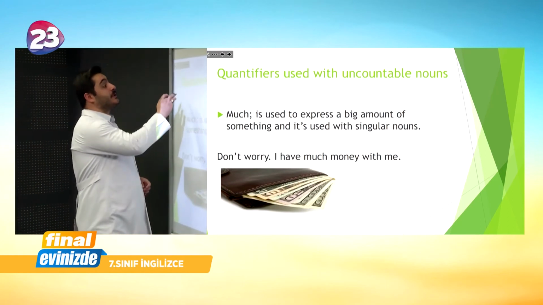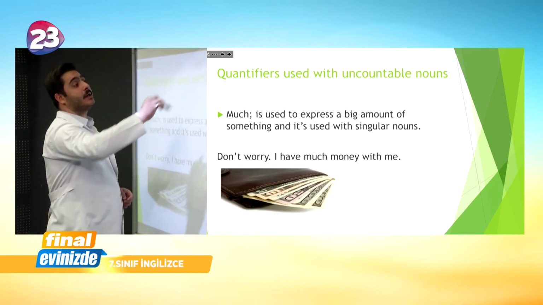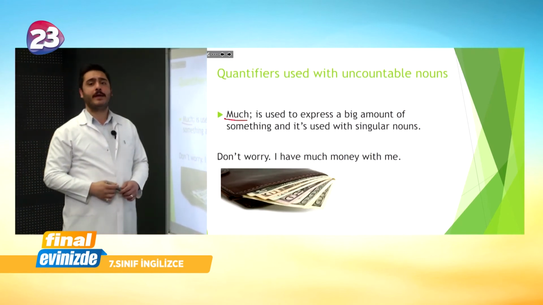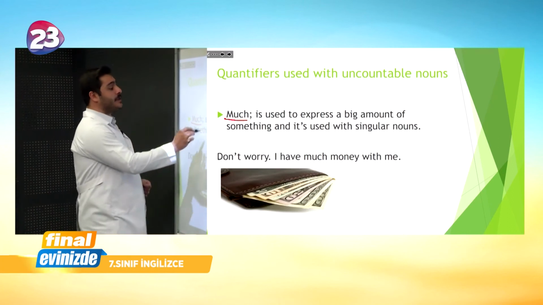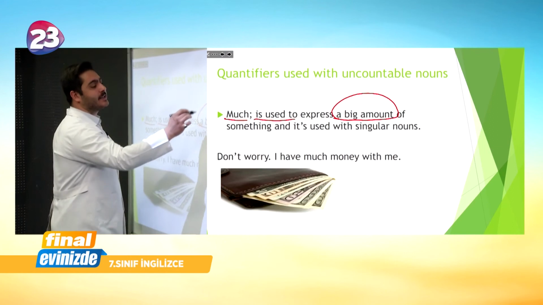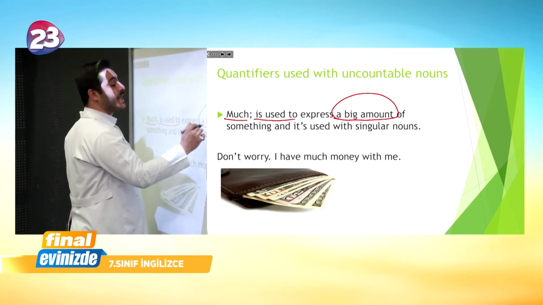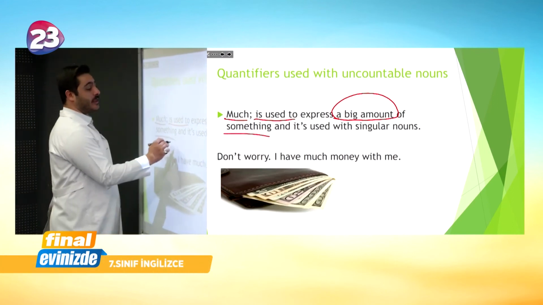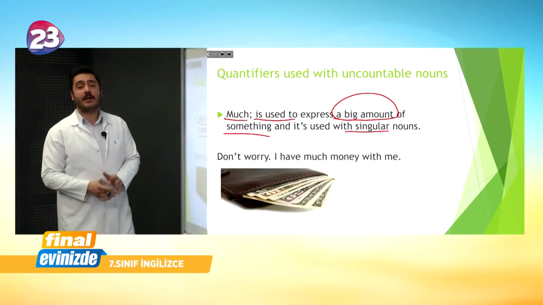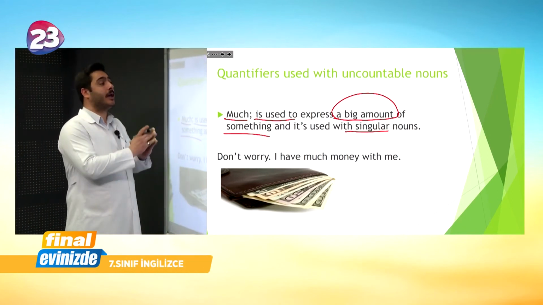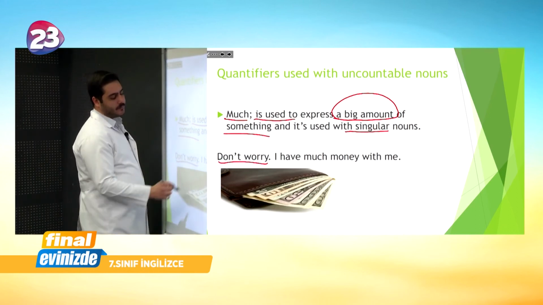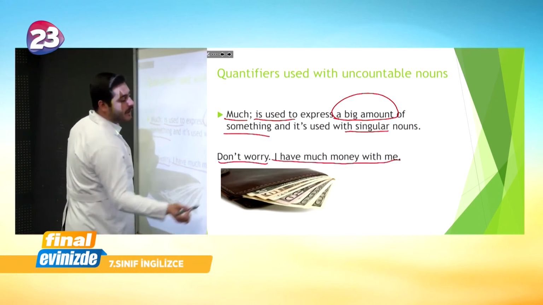Let's go on with quantifiers used with uncountable nouns. Much is a quantifier used with uncountable nouns, guys. It is used to express a big amount. Look at here. It is not a big number of, it is a big amount of something, and it is used with only singular nouns because we can't make plural a uncountable noun. Don't worry, I have much money with me.